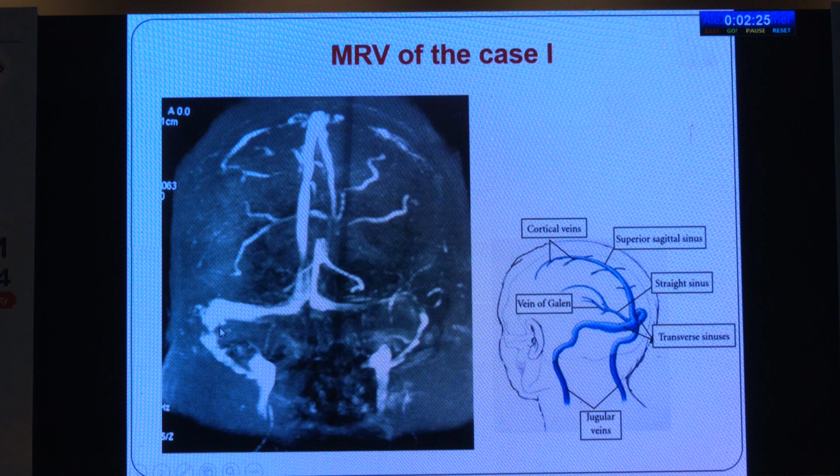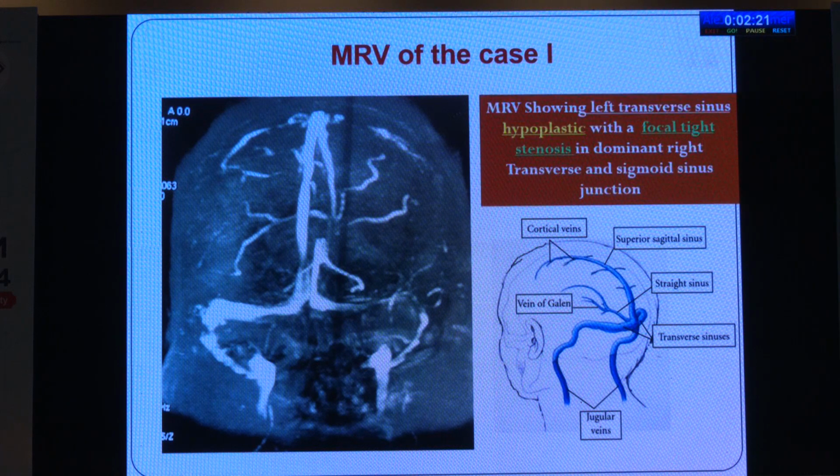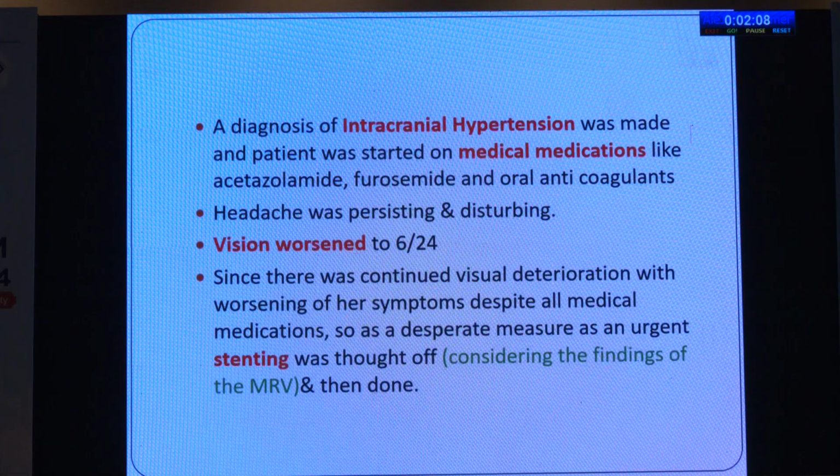So definitely you can find a focal definite stenosis over here, and this is the left transverse sinus which is hypoplastic. That means the whole of the drainage from this system, and over here there is a focal stenosis at the junction of the sigmoid sinus and the transverse sinus. So a diagnosis of intracranial hypertension was made.